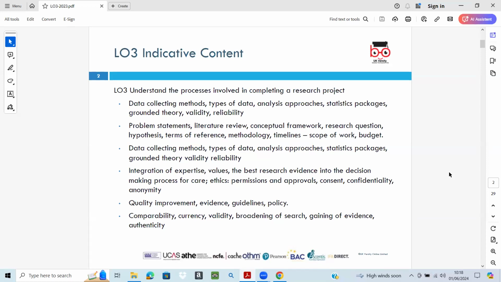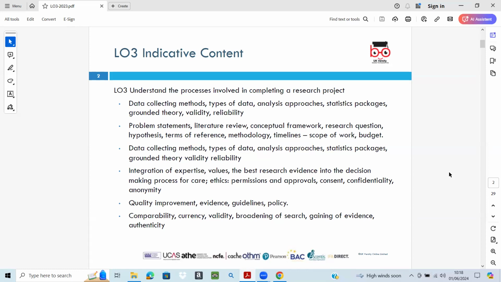Then we have the conceptual framework. So it provides a structure for your research based on existing theories and models. And an example is using the health belief model to understand how patients perceive telehealth.